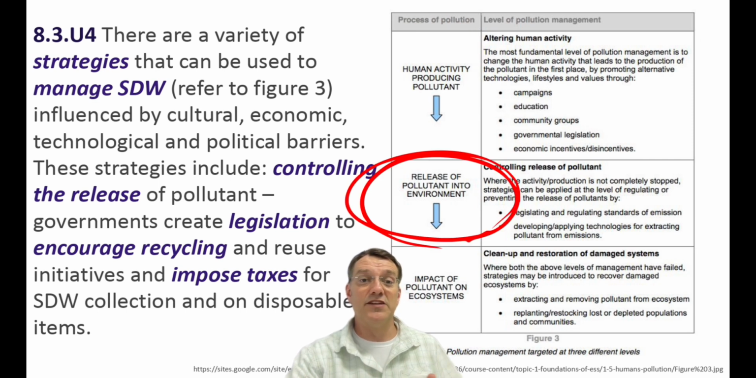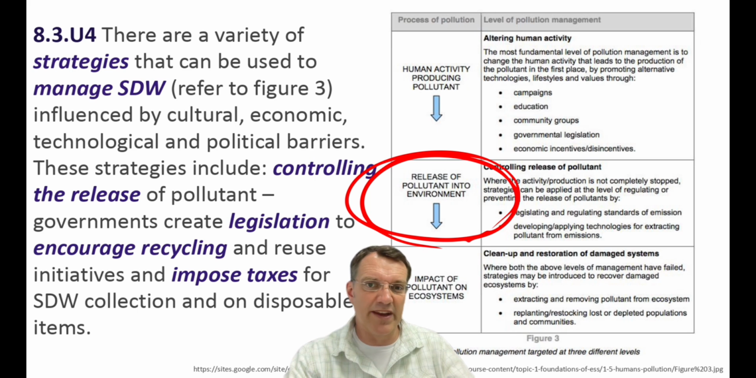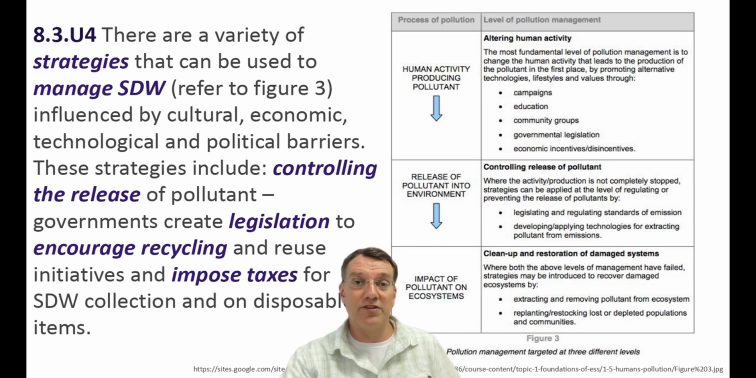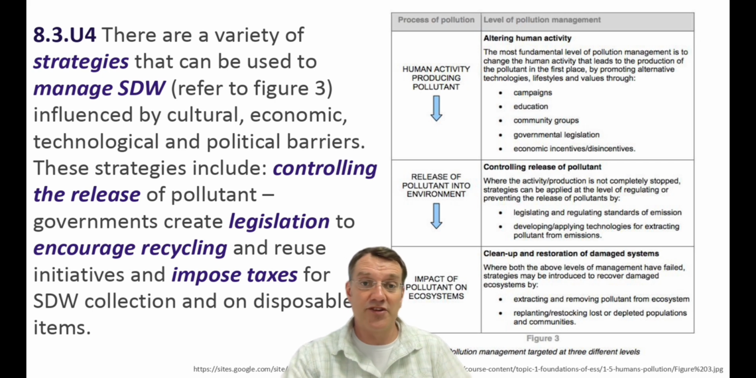The second tier is controlling the release of that pollutant into the environment, such as through regulating standards. And the third and least effective strategy is generally cleanup and restoration. This is least preferred because it tends to be the least effective and the most expensive. Examples of different strategies include campaigns, education, legislation, economic incentives, and technology for extracting pollutants. And each one of those tiers addresses different stages of the pollution process.